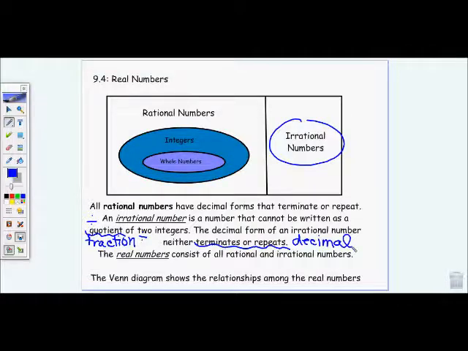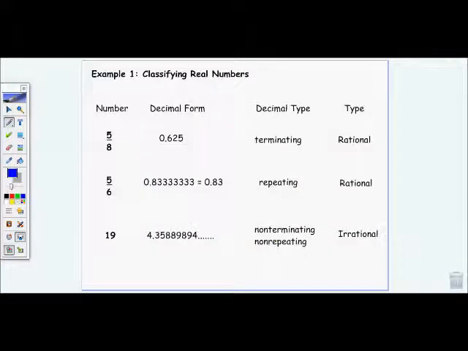The real numbers consist of all rational numbers and irrational numbers, and so you'll see that whole numbers are in there, integers are in there, and then rational numbers are their title there. We'll put some of these into action and they'll make a lot more sense.